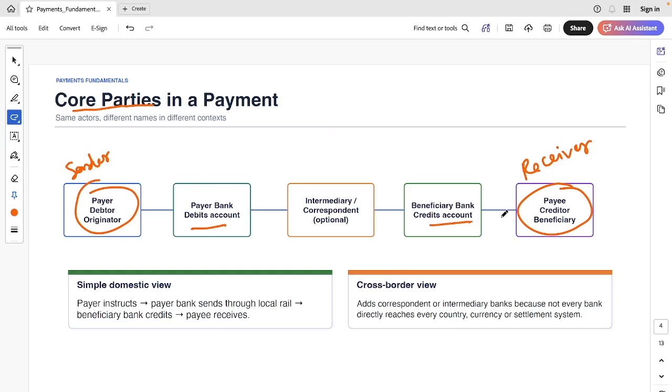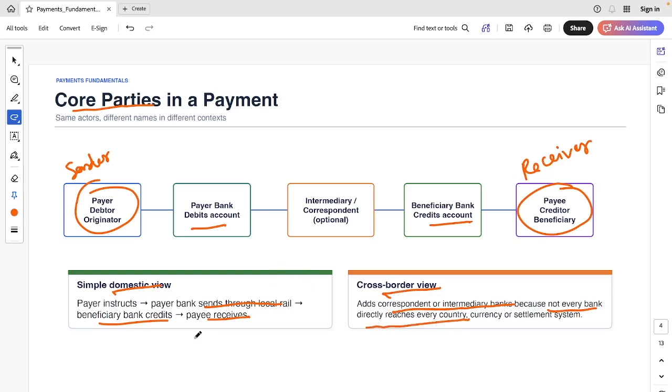So in a simple domestic payment structure, this is very straightforward. For example, Ravi tells his bank to pay Amit. Ravi's bank sends through a domestic rail, and Amit's bank receives it, and Amit's account is credited. But in a cross-border payment, we may need intermediary or correspondent banks. Why? Because not every bank has a direct relationship with every bank in every country and every currency.